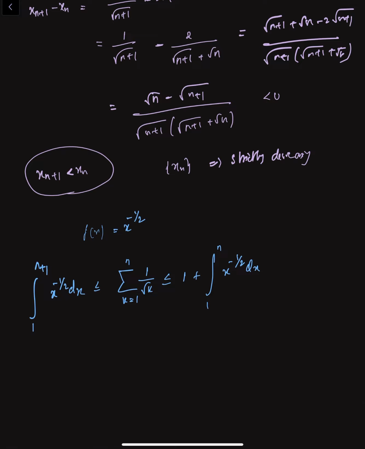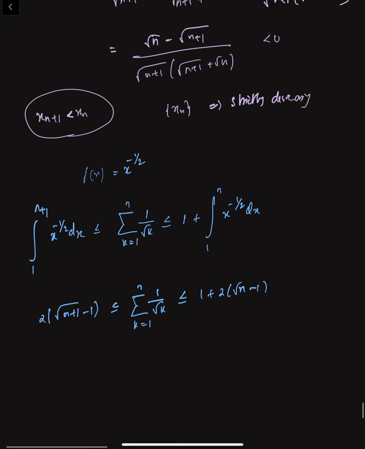So if we compute this integral from 1 to t, let's say, that is 2 into root t minus 1. So in this case it will be 2 into root n plus 1 minus 1 is less than or equal to summation k equals 1 to n 1 by square root of k is less than or equal to 1 plus 2 into root n minus 1.